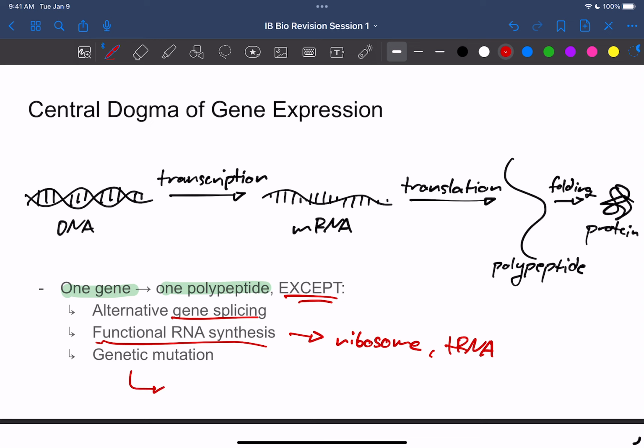And lastly, you have genetic mutation. Genetic mutation is when you change nucleotides in some way, either changing a base, rearranging them, whatever way, that causes variation in how proteins are synthesized. So these factors, mutation, functional RNAs, and gene splicing, are what can act as exceptions to the central dogma.